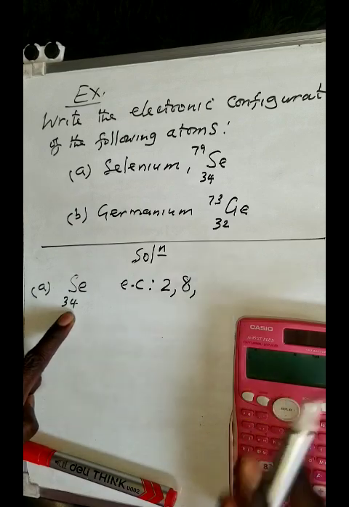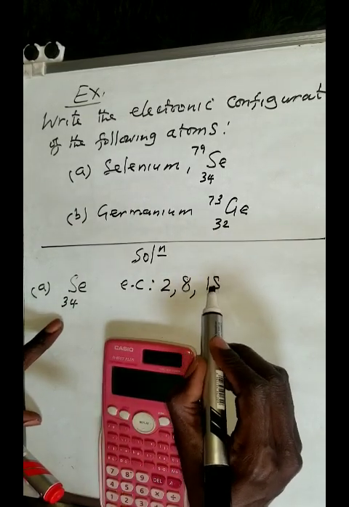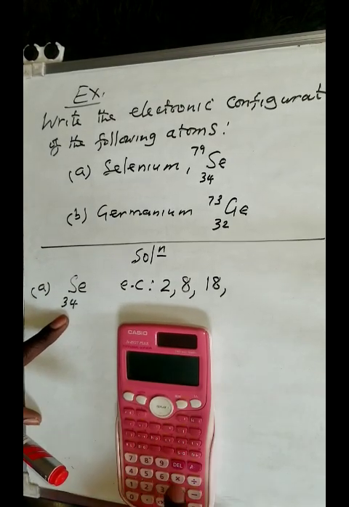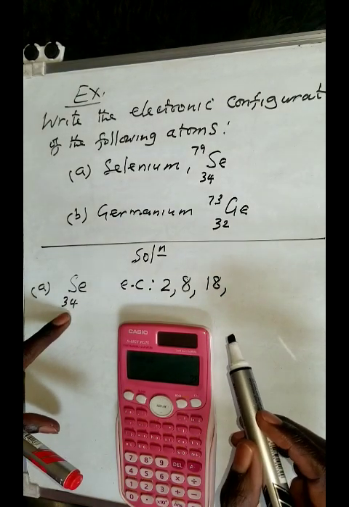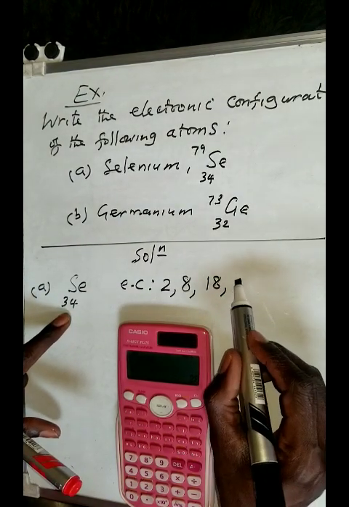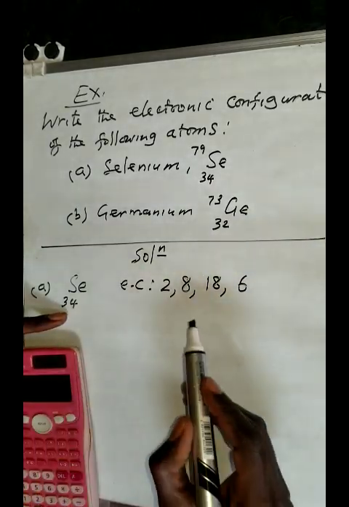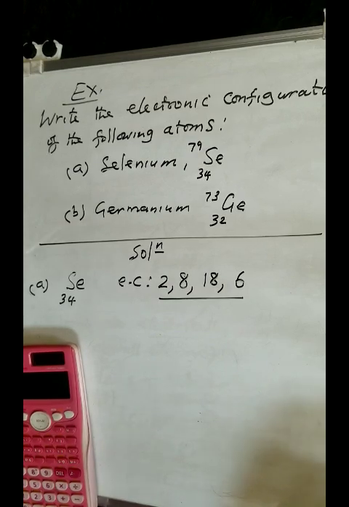So now in the third shell, the maximum is what? 18. So you can add those 18 electrons there. So 2 plus 8 plus 18, we are now at 28. How many are remaining to make 34? There are 6 remaining to make 34. So those 6, I'll write them like that. This is the electronic configuration or arrangement of selenium.